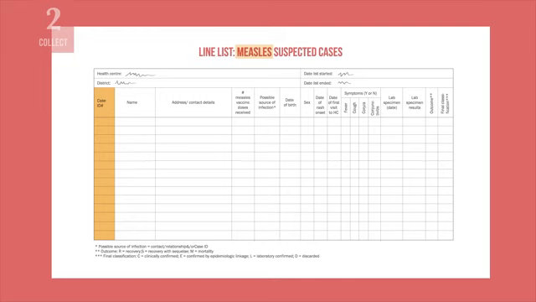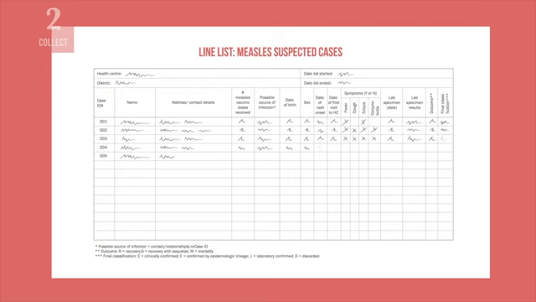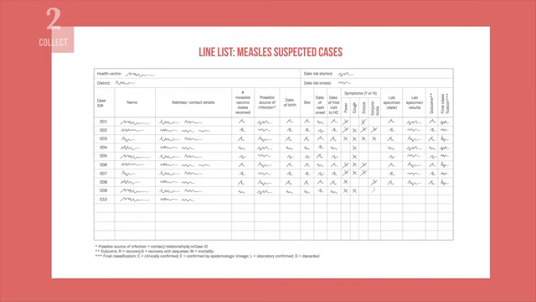On your line list, start with case 1, then case 2, and so on. Enter each case only once using a single case number. If a patient returns for a follow-up, you can update the original line for that case.